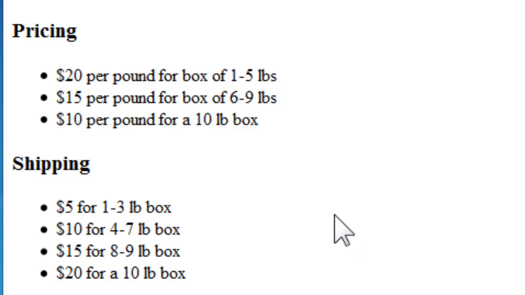So if the random number generated is greater than or equal to 1 and less than or equal to 5, then the cost per pound is 20. If the random number is greater than or equal to 6 and less than or equal to 9, the cost per pound is 15. If the random number is 10, the cost per pound is 10.